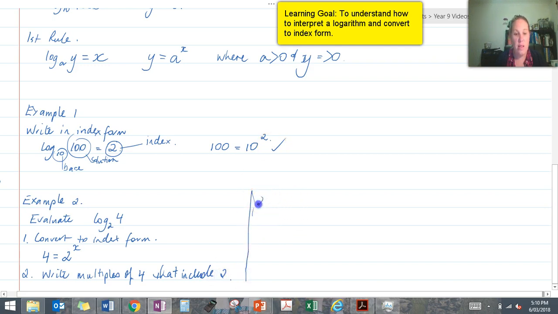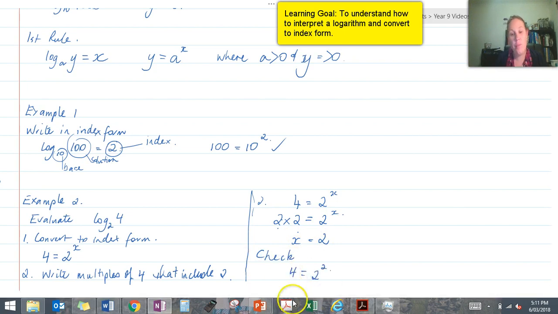So in this case, 4 equals 2 to the power of x. 4 can be written as 2 times 2, so 2 to the power of x. Now we have 2 of our same bases here as the base that we're trying to work towards multiplied together twice. So we know x is equal to 2 because we have two 2's multiplied together and 2 is our base. So x is equal to 2, and we can check: 4 is equal to 2 squared, which is 4, therefore we are correct.